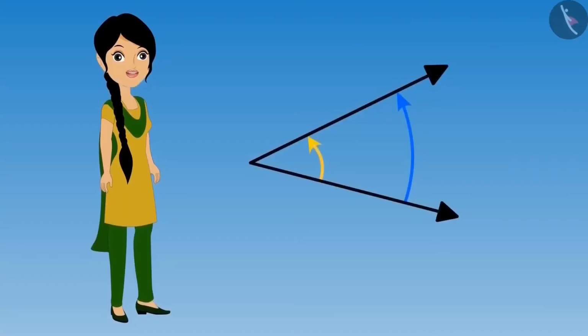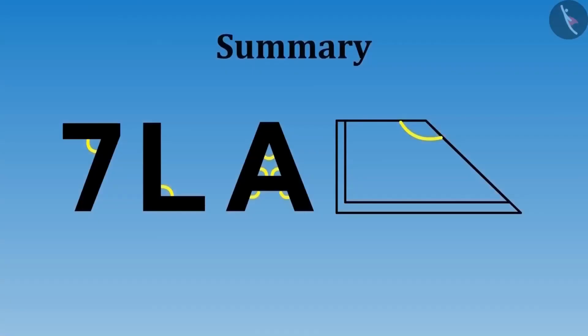Meena has made two angles between two lines. Is the angle marked in blue greater than the angle marked in red? Or both the angles are same? These two angles are the same. Do you know why? Discuss this with your friends and teachers.